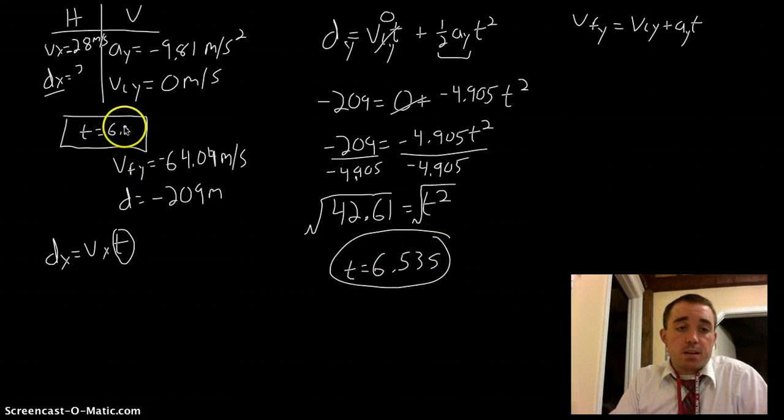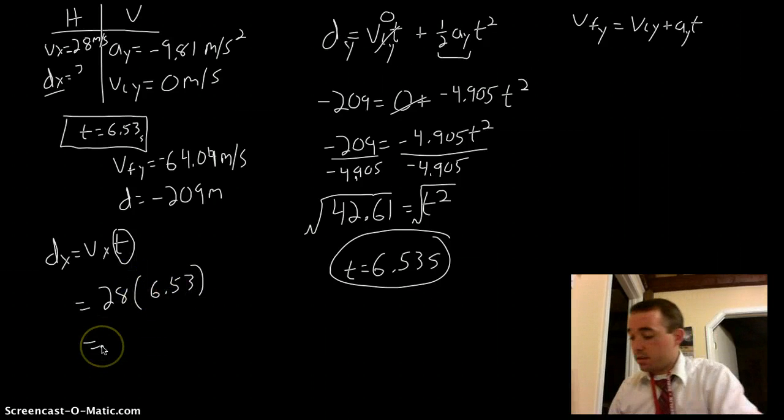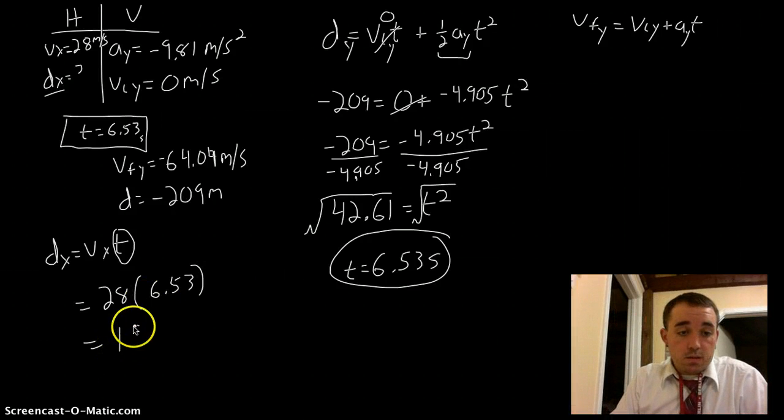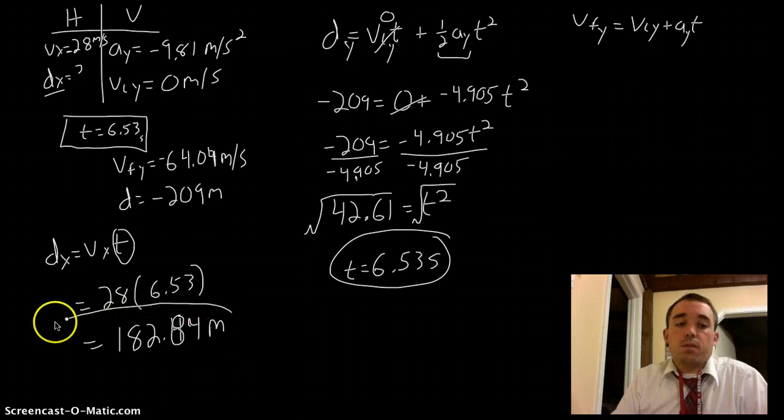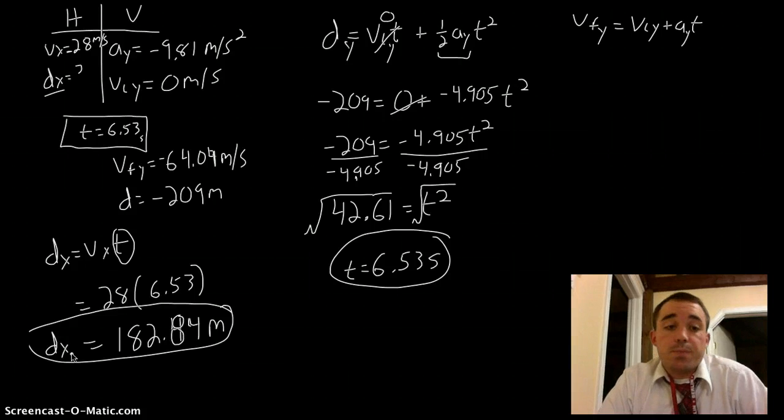Now I can plug that in. And I know, using this equation, I'm solving for dx. So my Vx is 28, my T is 6.53. I'm going to get 28 times 6.53, which is 182.84 meters. So my horizontal range is 182 meters. Really 183. All right, so that solves problem 1, Part A and Part B.